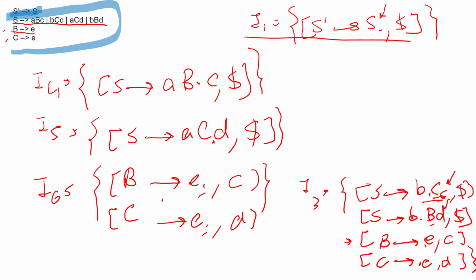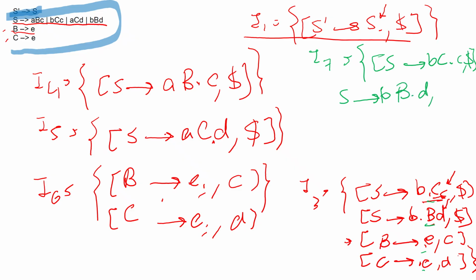Try in your exam to write in the proper way. From I3, in fact, we can also construct, I'm changing the color to green, 3 sets. Why? Because we have dot C and dot B and dot E twice. So we're arriving at I7. That is S, B, C dot C and dollar. And then the second one, S, B, B capital dot D, and also dollar.